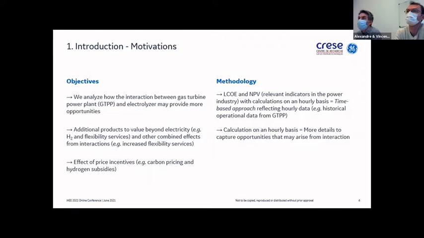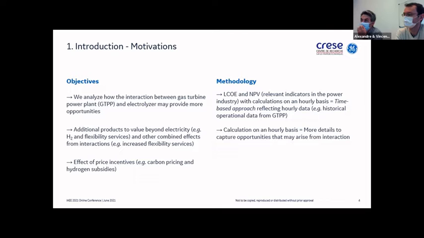And more precisely, we investigate the way we may generate additional products for the plant owner, in addition to the sales of electricity. For example, the hydrogen that is produced can be sold.